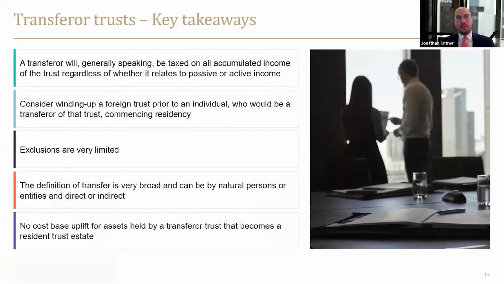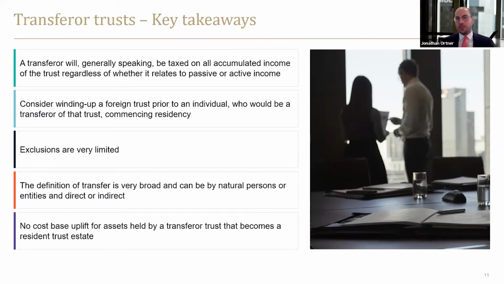Finally, some key takeaways. The first one is that a transferor, generally speaking, will be taxed on all accumulated income of the trust, regardless of whether it relates to passive or active income. If you're dealing with an individual who's commencing residency, given the broad definition of control of the trust estate, you may want to look at ways of dealing with this before the person arrives in Australia so that the rules aren't attracted. That might result in a winding up of the foreign trust, for example. Any exclusions are very limited and are likely not to apply, so you should proceed on the basis that the rules do apply unless specific circumstances are relevant to your client.